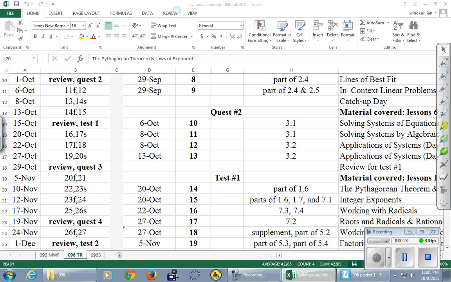Okay, so taking a look at our calendar, we've got kind of a funny couple of classes coming up. Today we're going to cover lesson 13 and start 14. Lesson 13 is our second day of applications of systems. It's just more word problems. These ones are a little bit tougher than the ones from last class. Then we're going to start lesson 14.